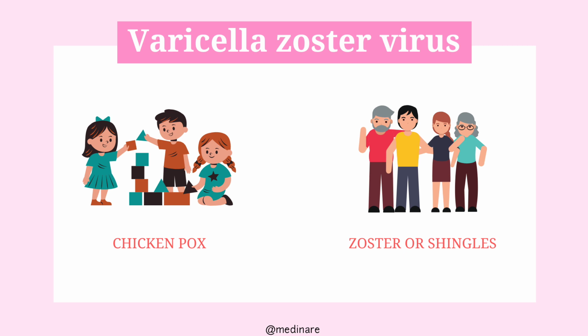So chickenpox is usually characterized by a generalized vesicular lesion, which occurs following a primary infection, which usually affects children. So you can't find that in older people, elderly individuals. Whereas zoster, also known as shingles, occurs following the reactivation of the latent Varicella zoster virus. So this mainly occurs in adult life.